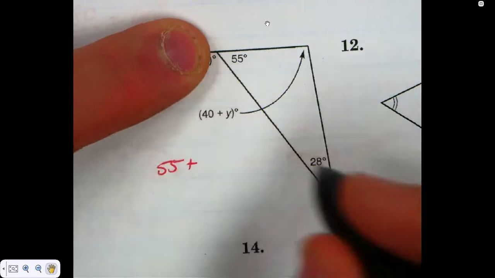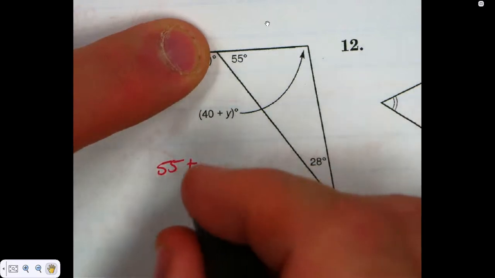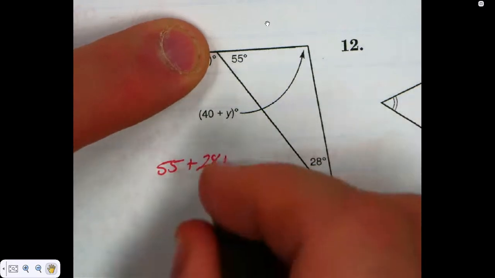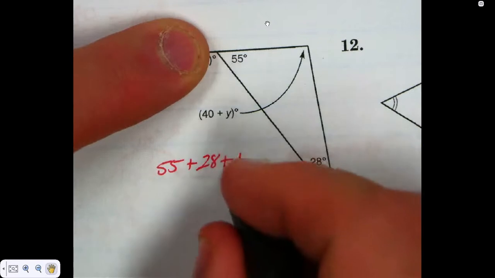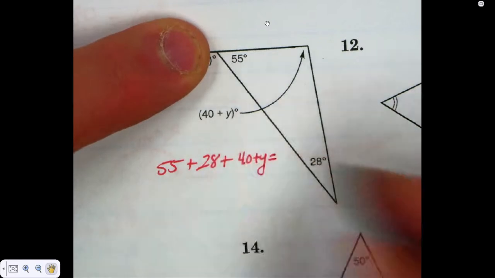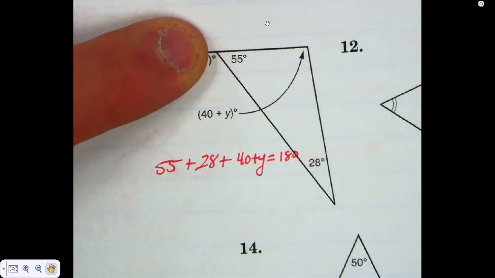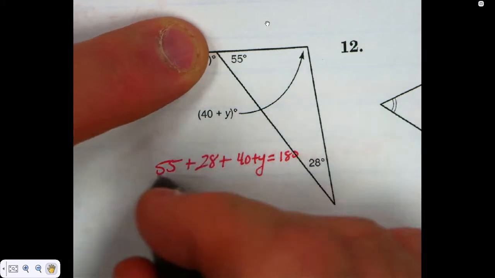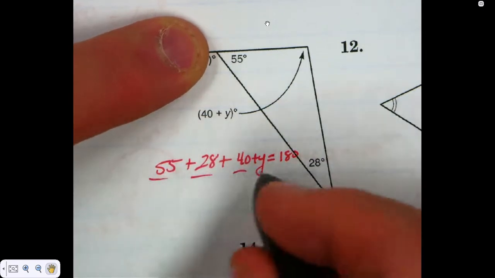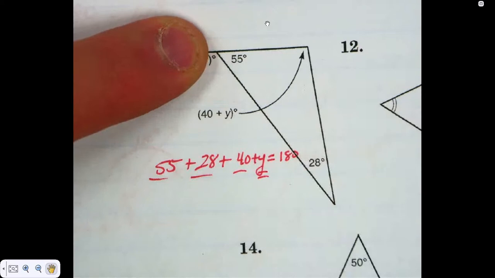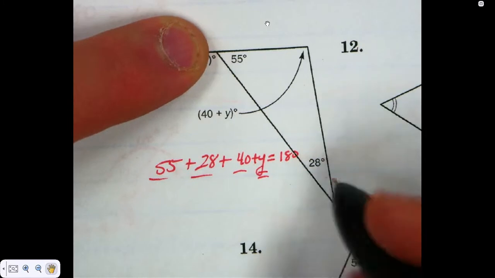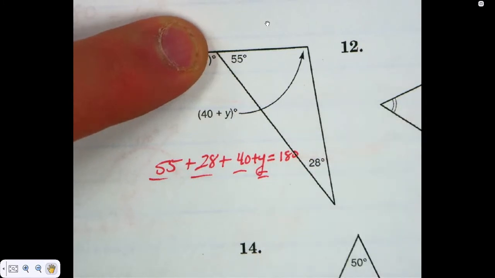I know 55 plus what? 41. 28 plus what? 40 plus 40 plus y has to equal what? 180. Does that allow me to find y? Yes. Find your like terms here and solve. So that's how you find y. Does everybody agree with that?